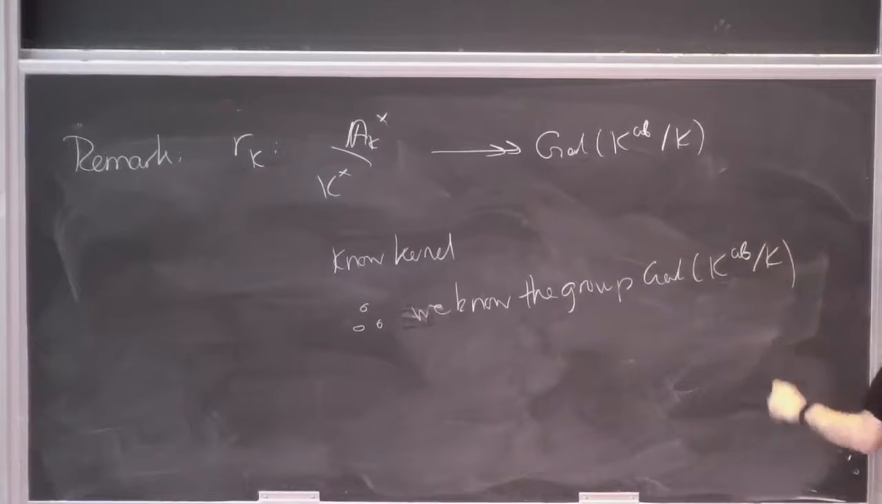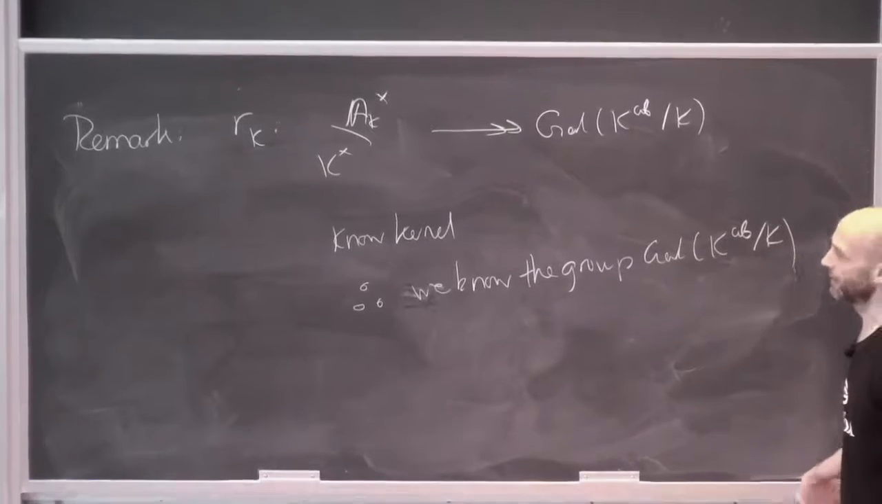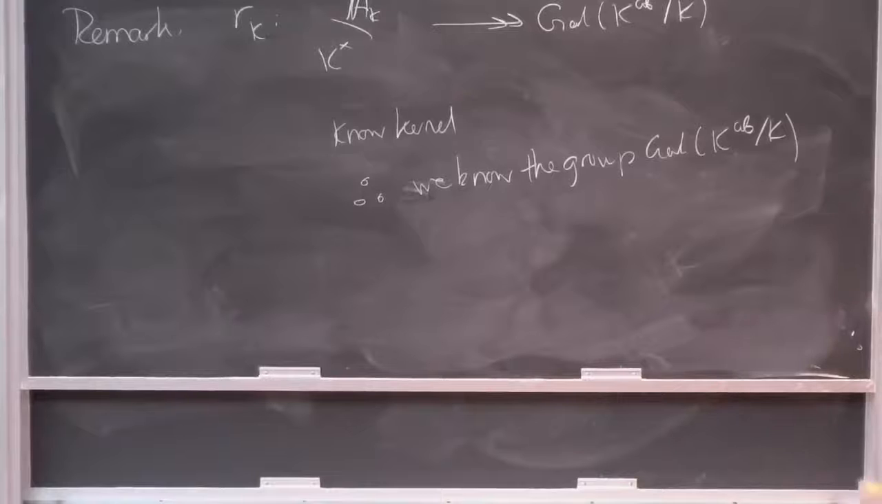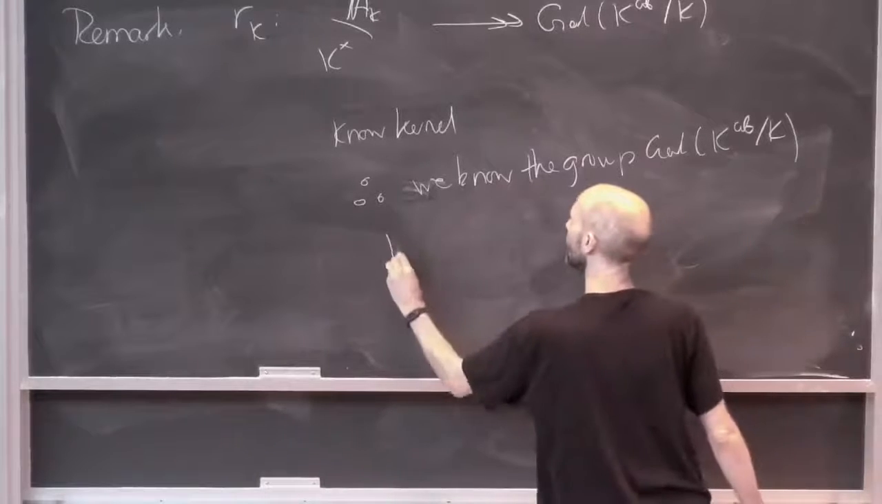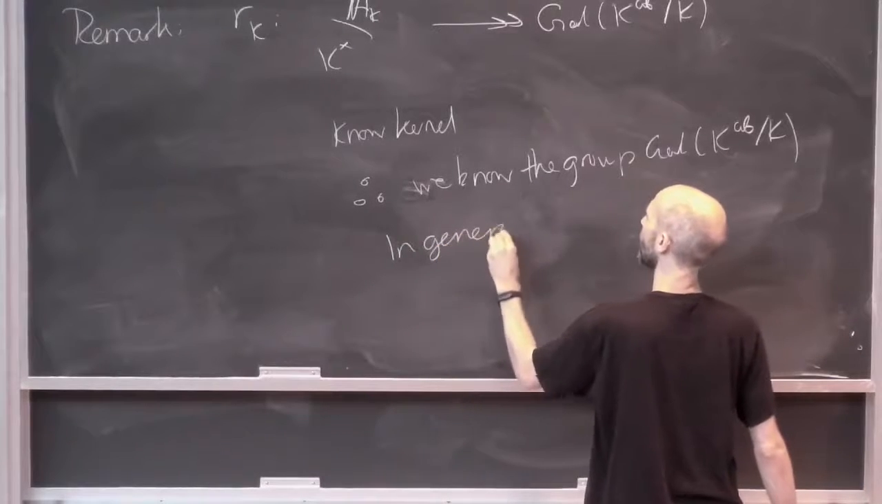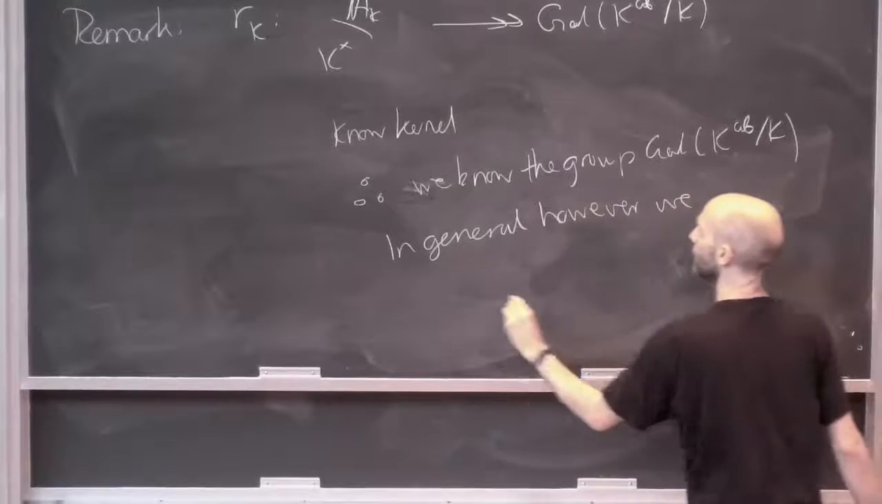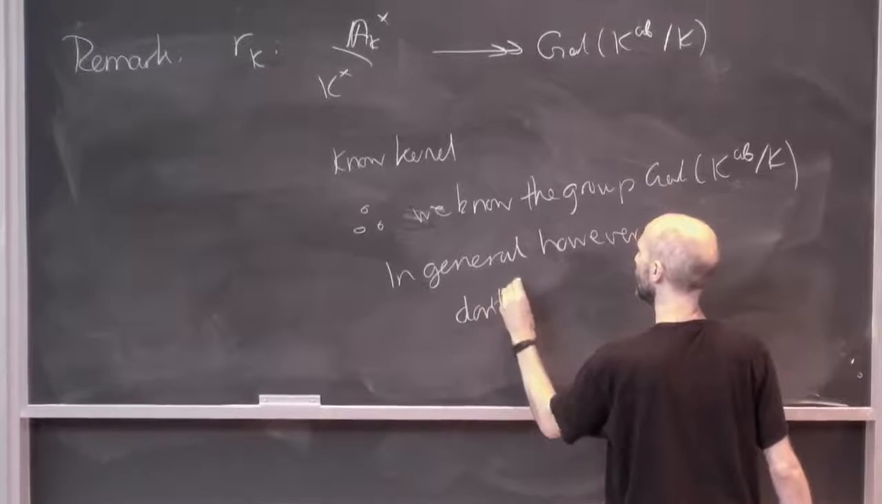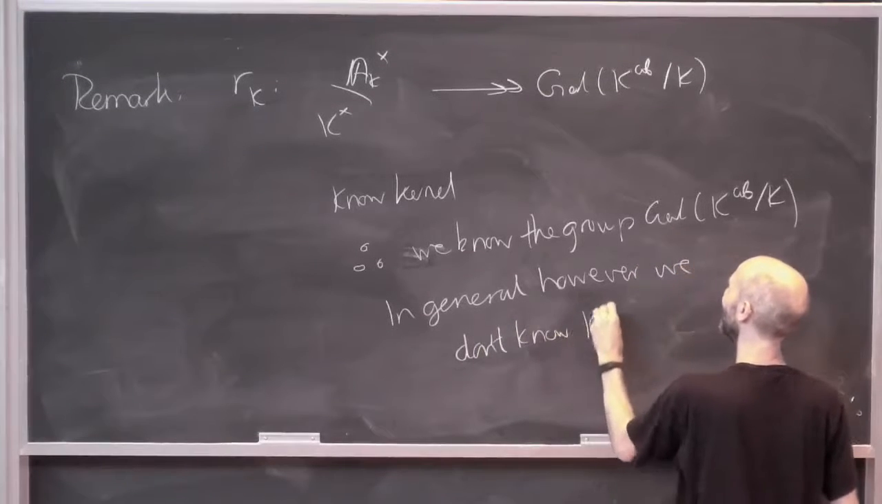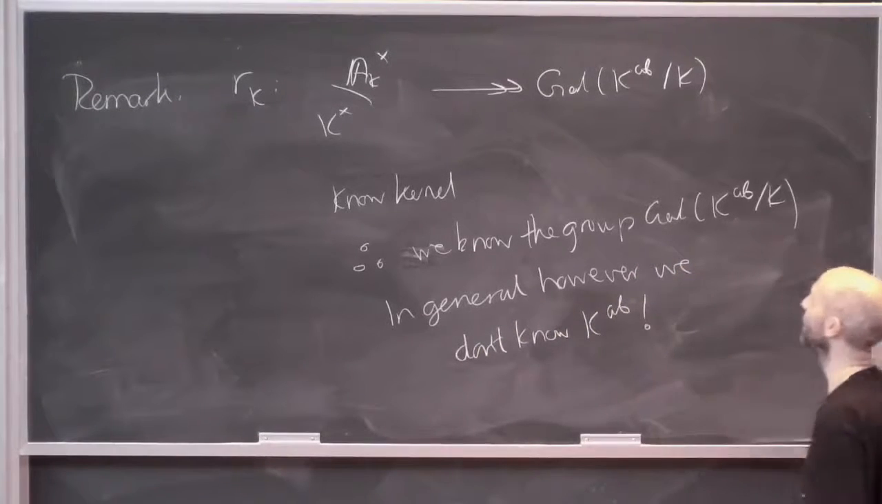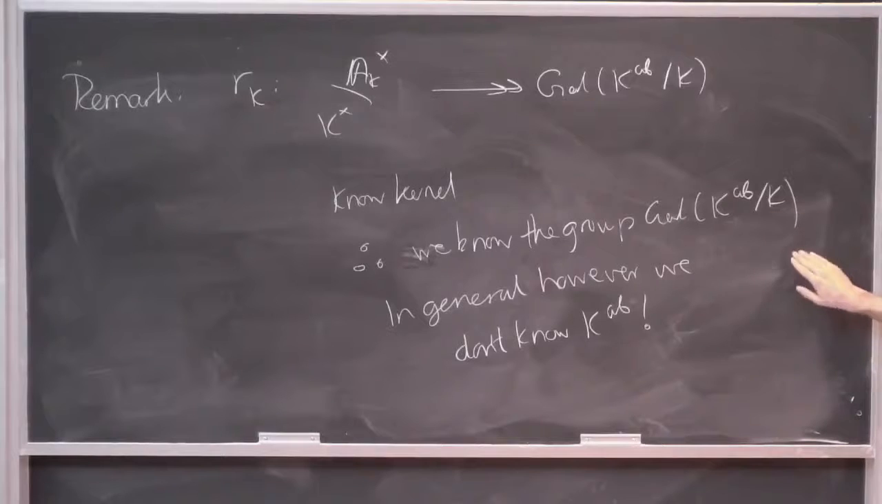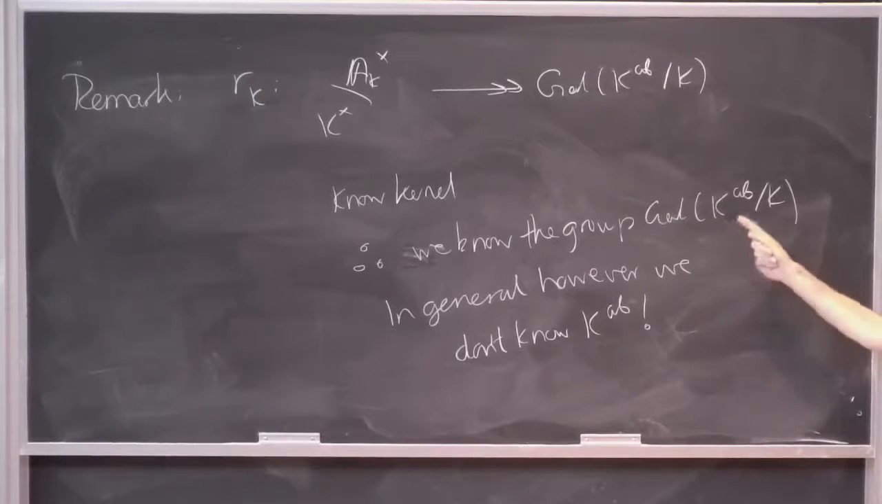But I just wanted to make it clear, it's nice to know what we know and what we don't know. So I think it might be worth formally remarking that, in general, however, we don't actually know K^ab. So we know this Galois group, but we don't know what one of the fields is.